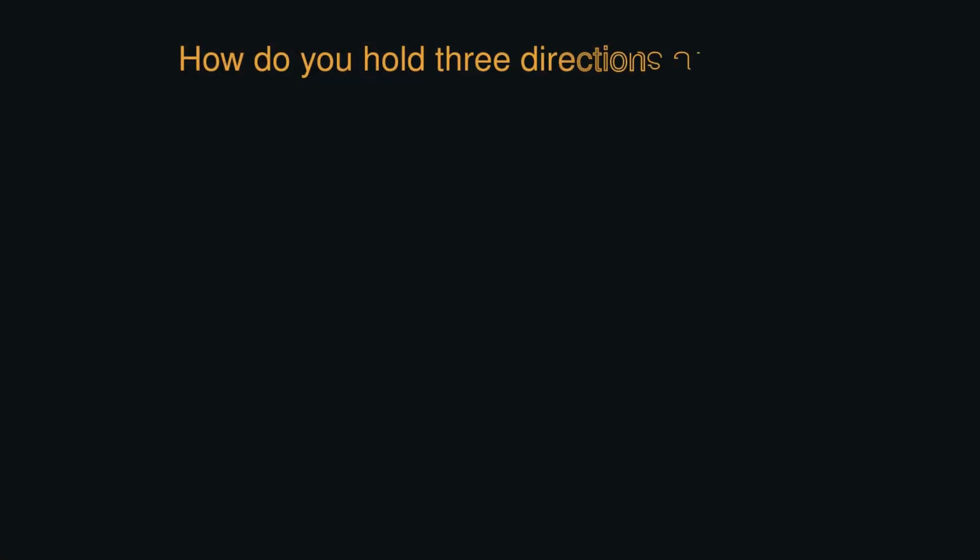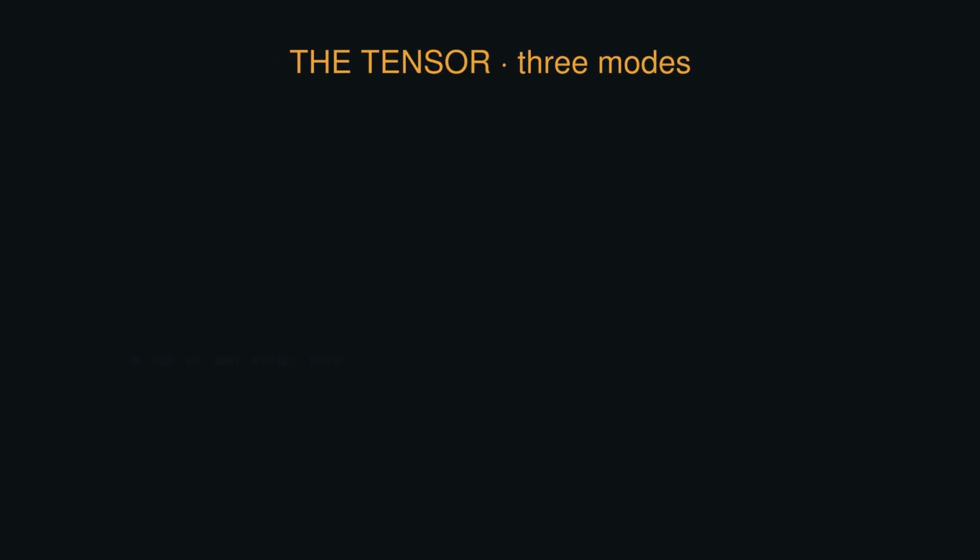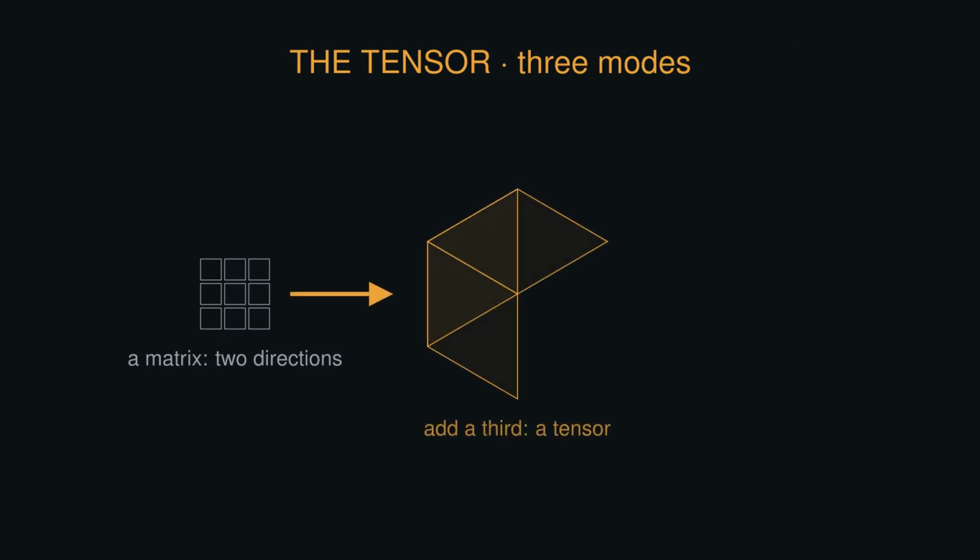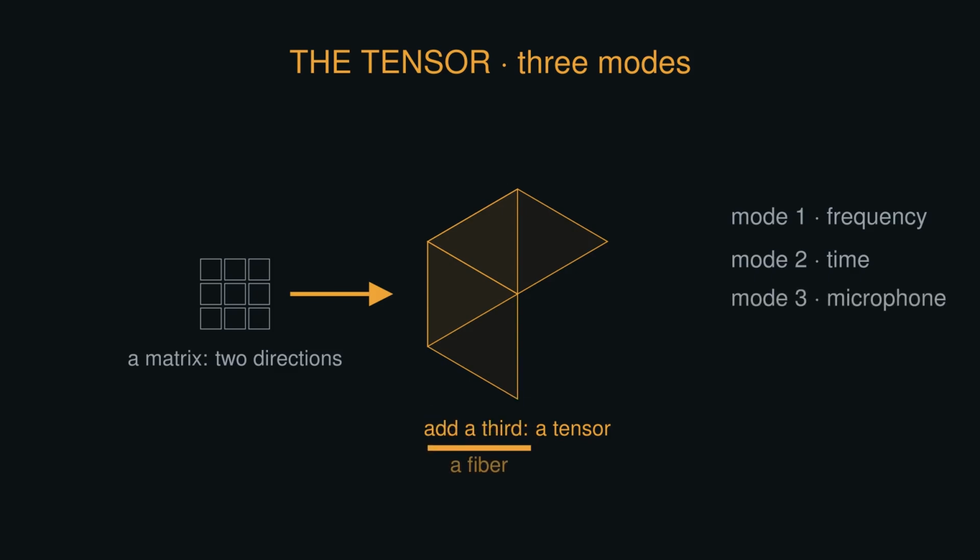A grid of numbers with 2 directions is a matrix. Add a 3rd direction, and it becomes a tensor. Each direction is called a mode. In machine learning, an axis, a way the data varies. Pull a single thread through the cube, 1 microphone's sound over time, and that is a fiber.